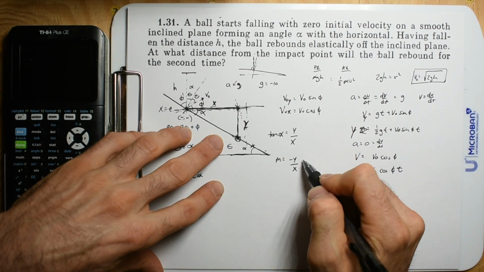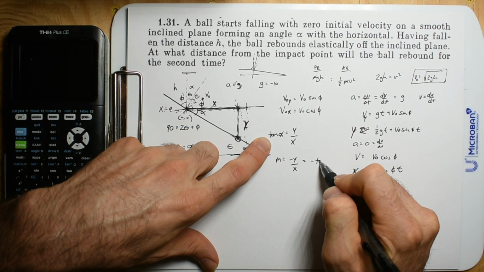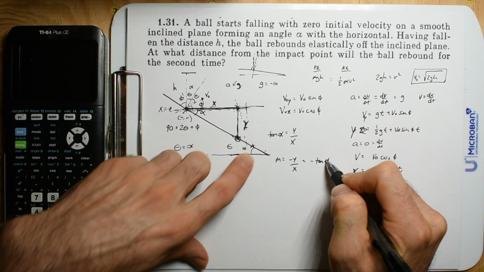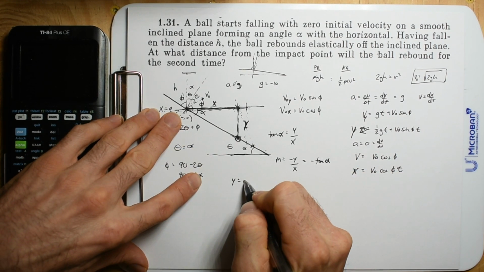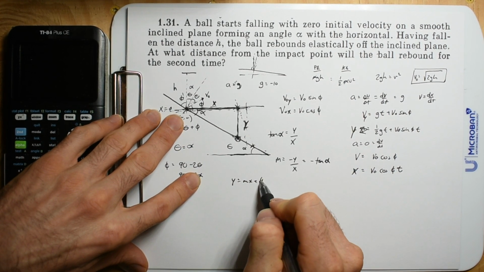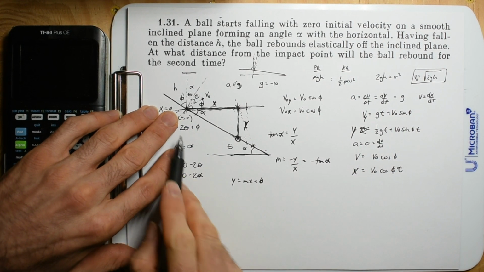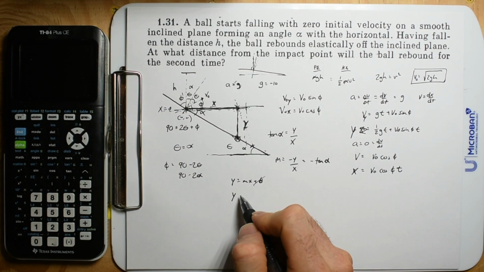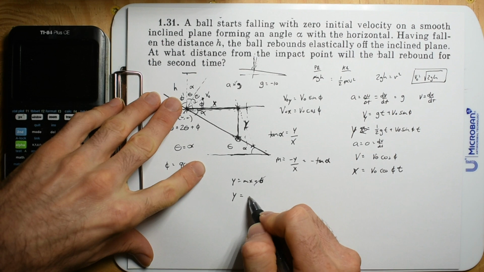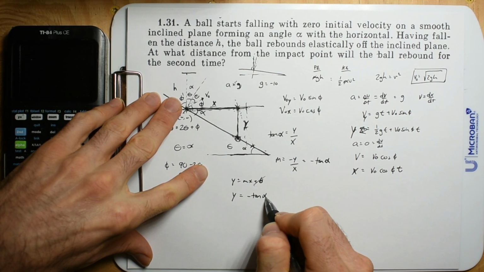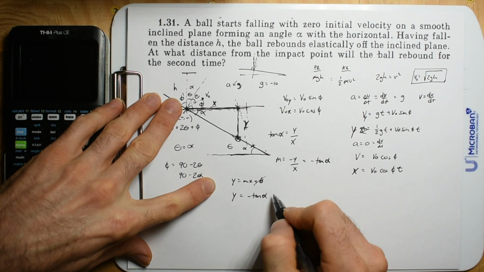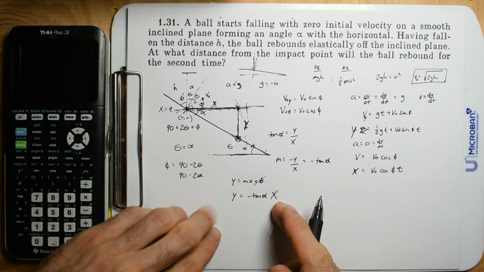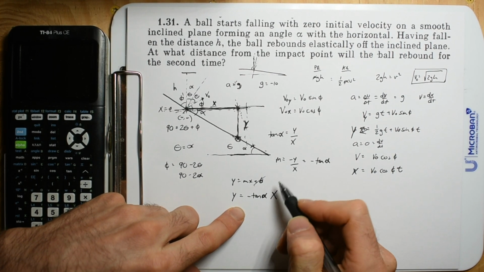So we know the slope is going to be negative tangent phi, and we know the equation of the line is mx plus b. We know we're going through the origin. So our equation for this line is y equals negative tangent of the angle times x.